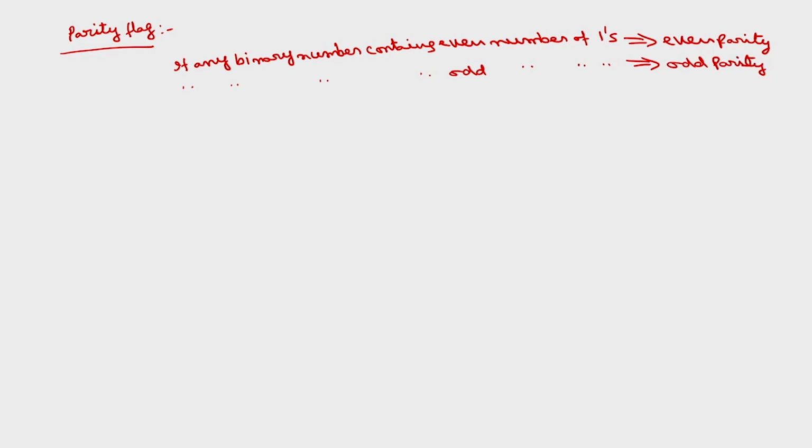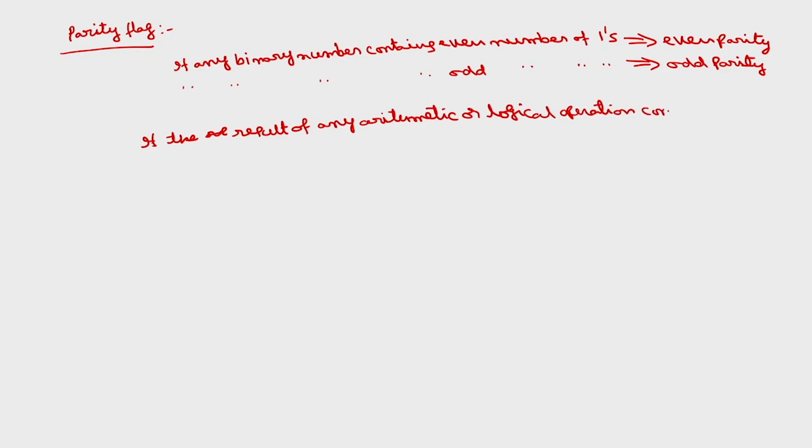Now, the condition for the parity flag to be set is: if the result of any arithmetic or logical operation contains an even number of ones, or even parity, then the parity flag will be set; otherwise, the parity flag is reset.